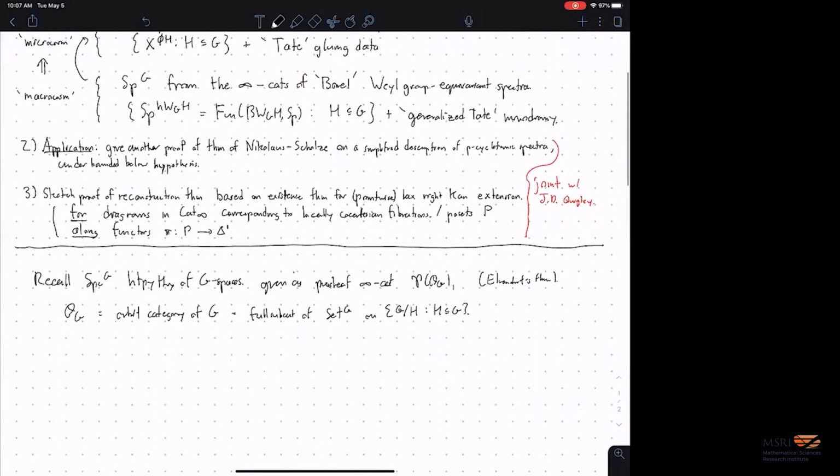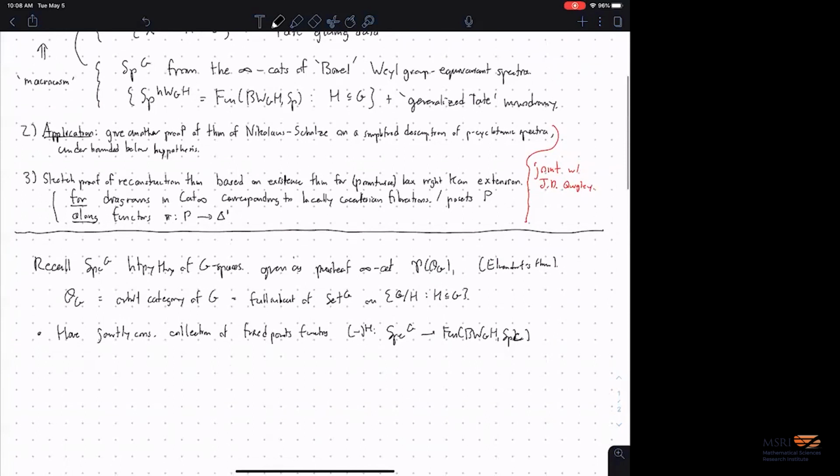And in particular, you have a jointly conservative collection of fixed point functors which go from G spaces to what I will call Borel Weyl group equivariant spaces. So I'll denote this by SPC upper H, W_G H.